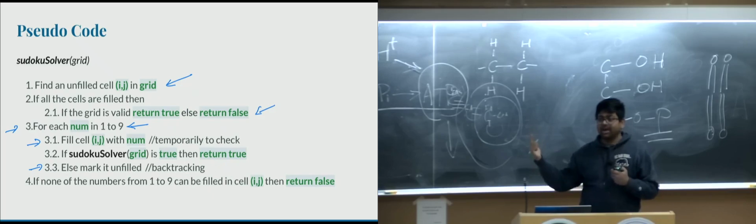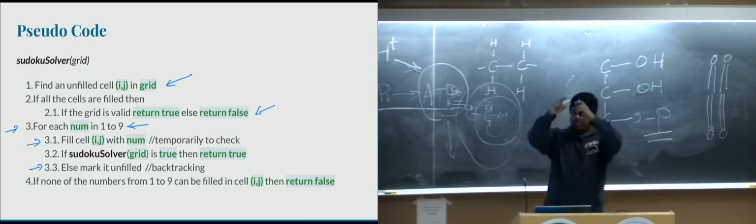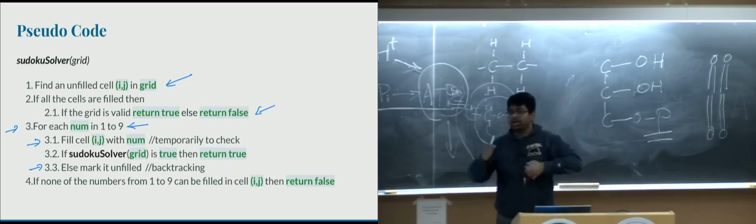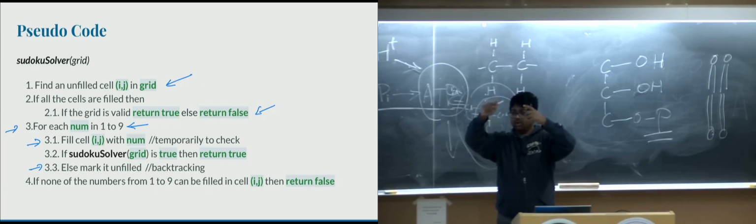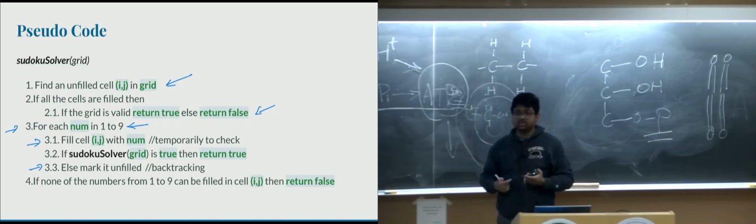So that's how backtracking works. In backtracking, you start from a position, you go and check for everything. If it doesn't work out, you go to the first decision that you made that was wrong, you make it unmarked, and then you choose the next action that you can take at that place. So that's basically what a backtracking algorithm is.